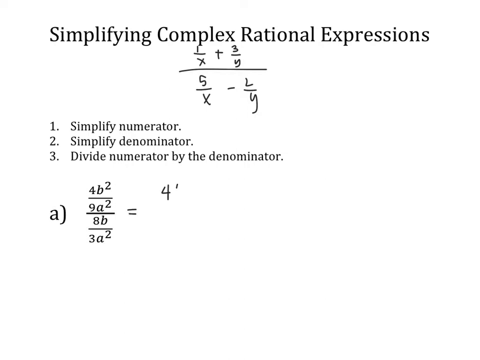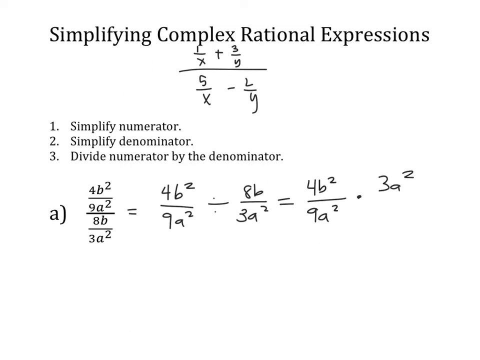So we have 4b squared over 9a squared divided by 8b over 3a squared. Looking at these, I can see that I can't simplify anything in each of these fractions, so I'll just go straight to the multiplication step where I'll flip my second expression. So I have 4b squared over 9a squared times the reciprocal of my second, so I have 3a squared over 8b.